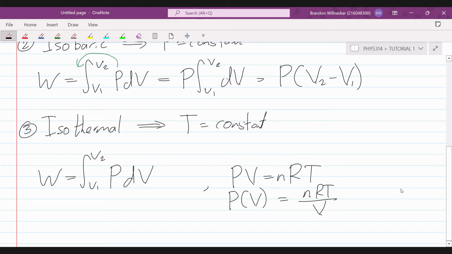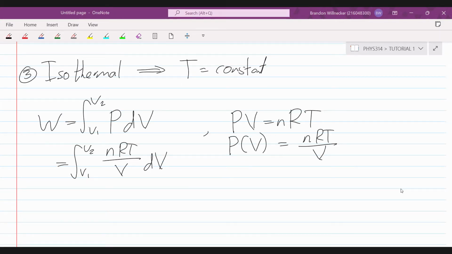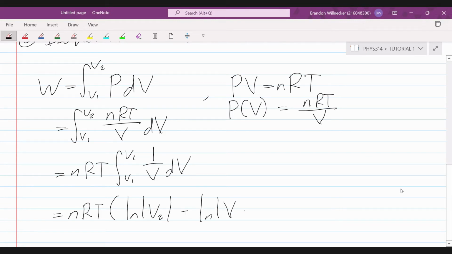Okay, so let's substitute that. So this will be the integral from V1 to V2, nRT over V dV. The nRT, those are constants, we can take that out. So that's going to be nRT, integral from V1 to V2, 1 over V dV. That's easy enough to do. That's going to be the natural log. So this will be nRT, the natural log absolute value of V2 minus natural log absolute value of V1.